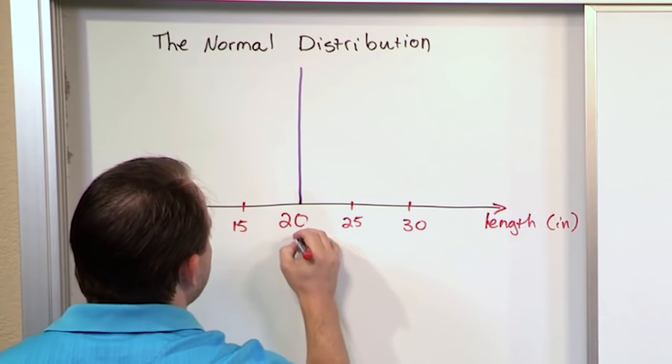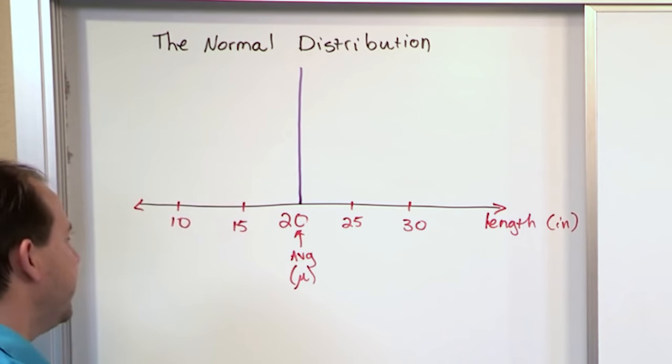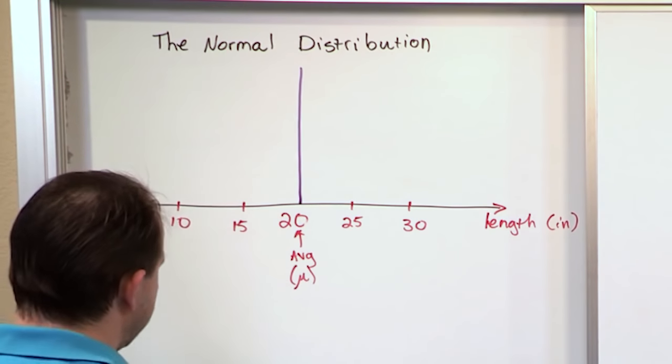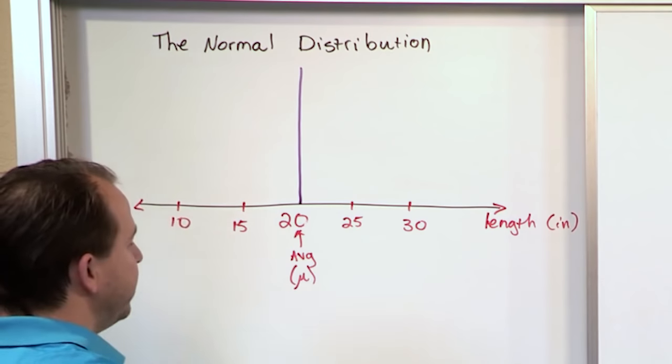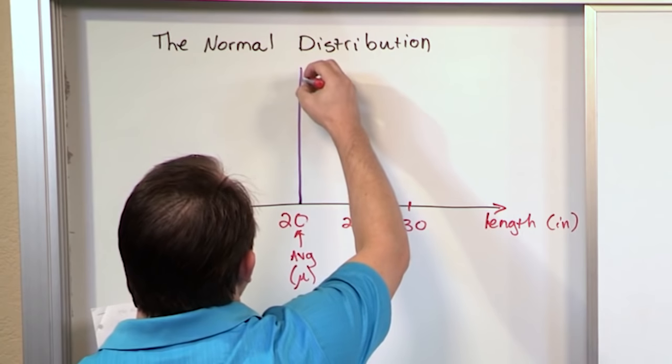So I'll put here, this is the average, or as we call it, the mean. We've been talking about the average value in statistics. We call that the mean of the population of watermelons in the world, okay? So then we want to see what this looks like. The normal probability distribution looks something like this.